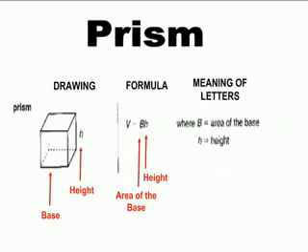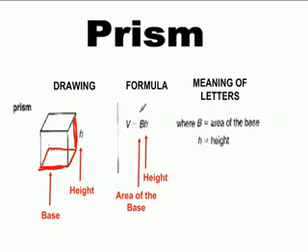Here is an example of a prism. There's a drawing, and as you can see, you have the base and the height indicated. The base is the bottom of the shape. That's called the base, and in this particular shape, the base is here, and the height is this line back here.